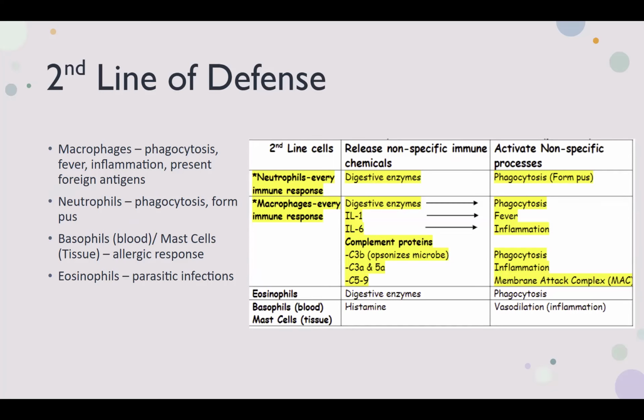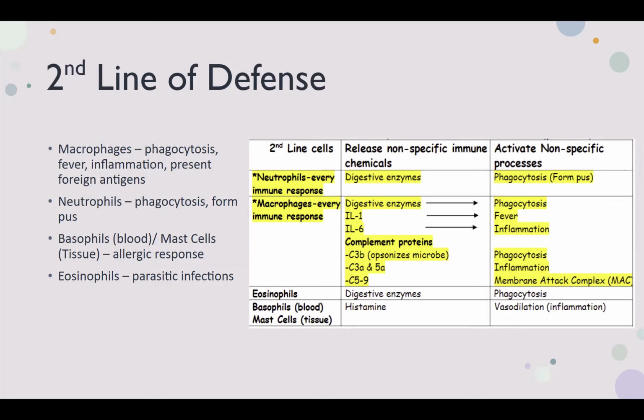Remember that no matter what infection we give you, whether I tell you it's the alien virus on the moon, it's not going to matter what virus or what bacteria we give you. When she asks you what two second line defense cells are involved in every immune response, it should be neutrophils and macrophages. I also see this missed on the exams, too many times. It doesn't matter what scenario we give you. You should be writing down macrophages and neutrophils every time.